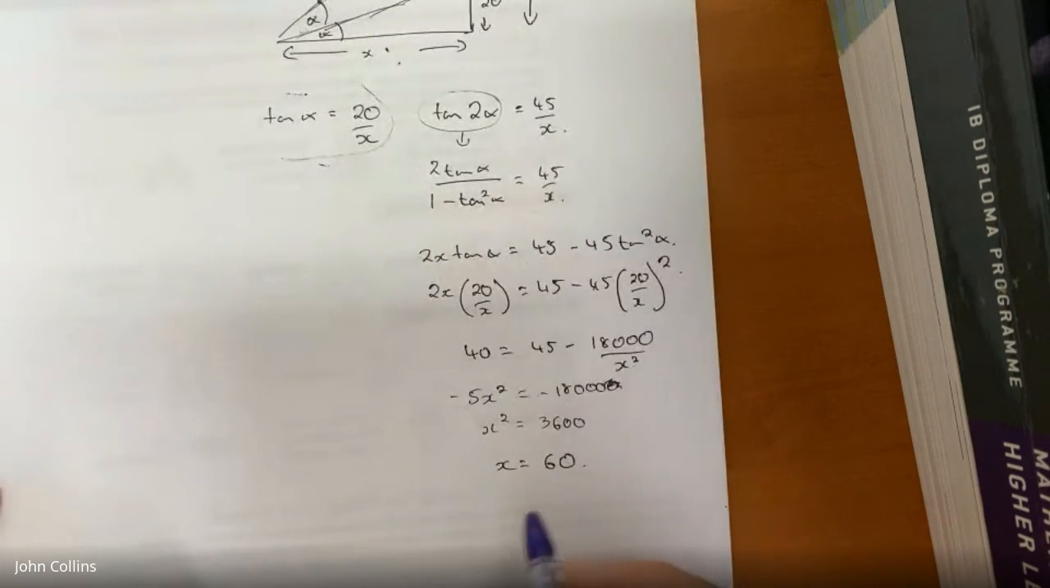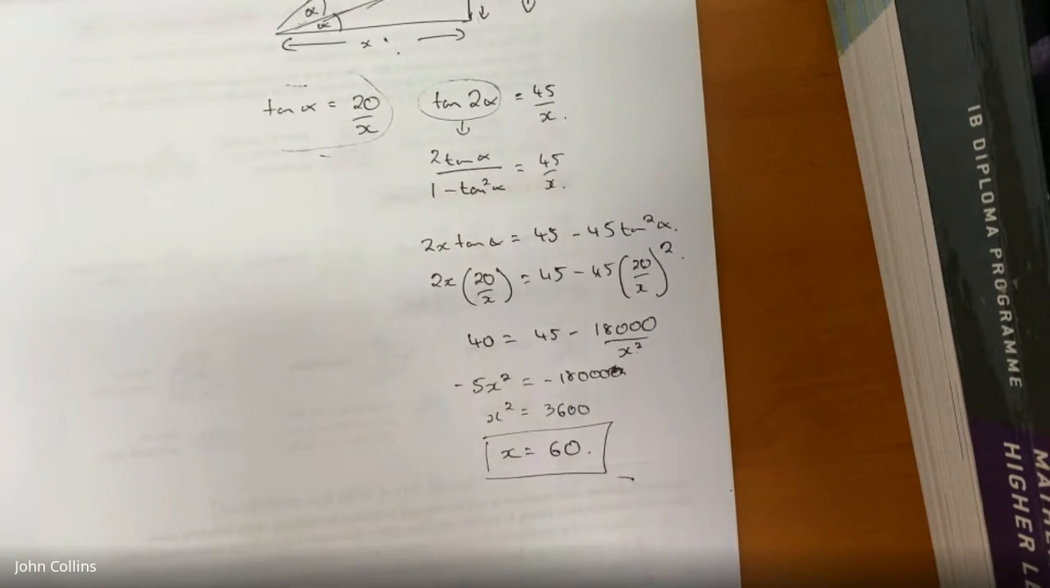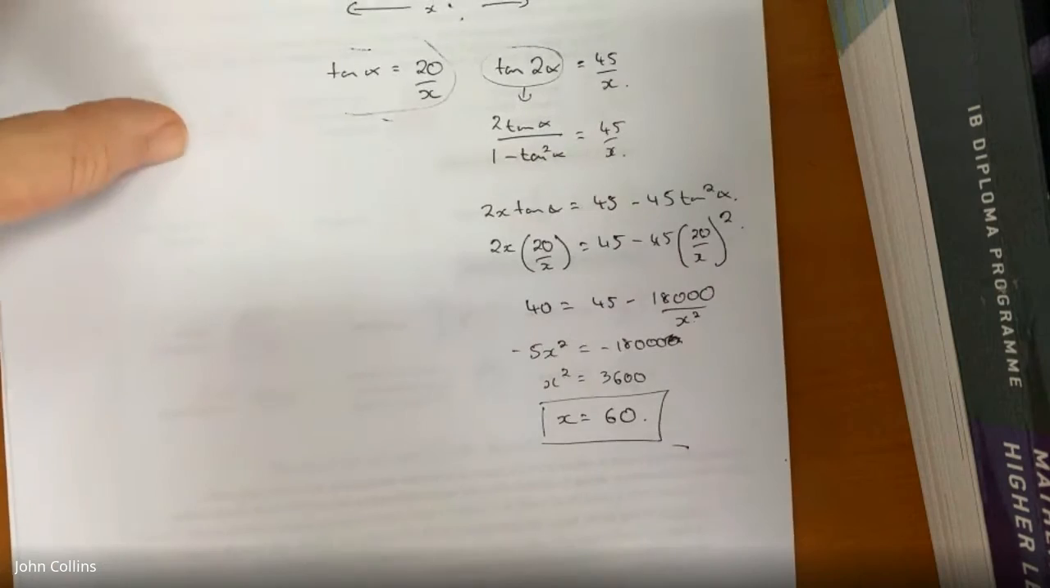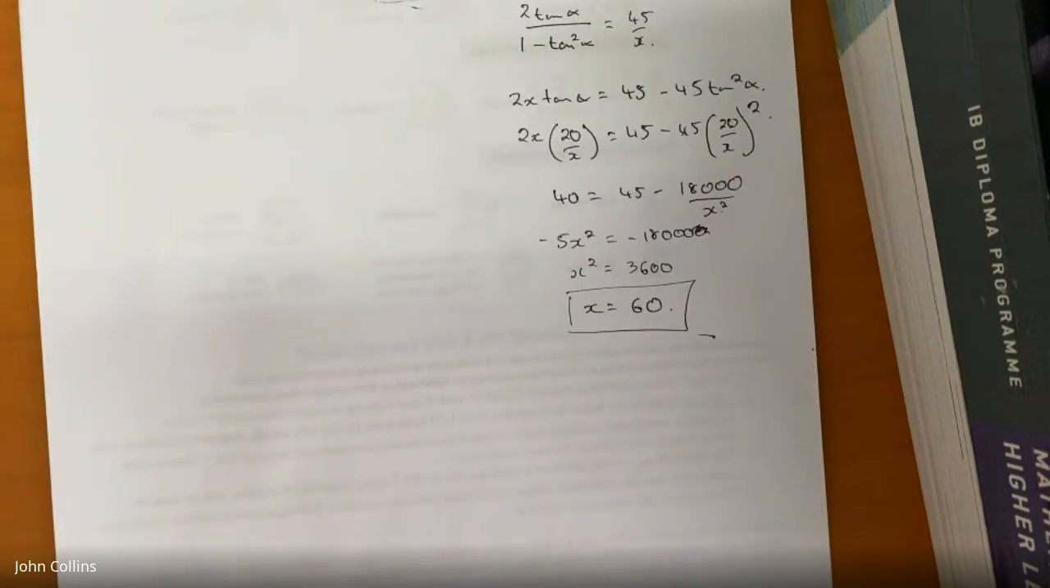Can't be minus 60, of course. All right, so that is how we do that one. Of course, you could have kept it as multiples or factorized earlier as well.